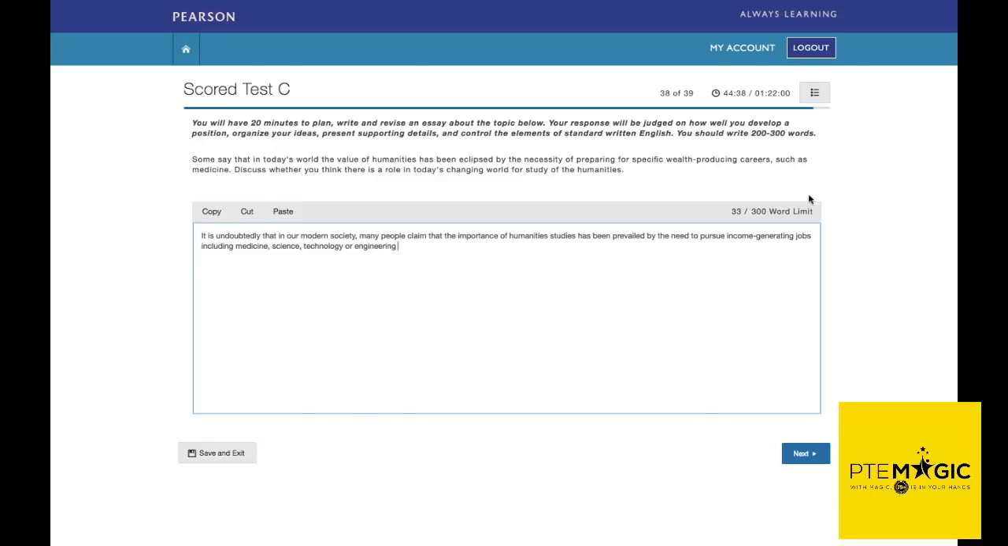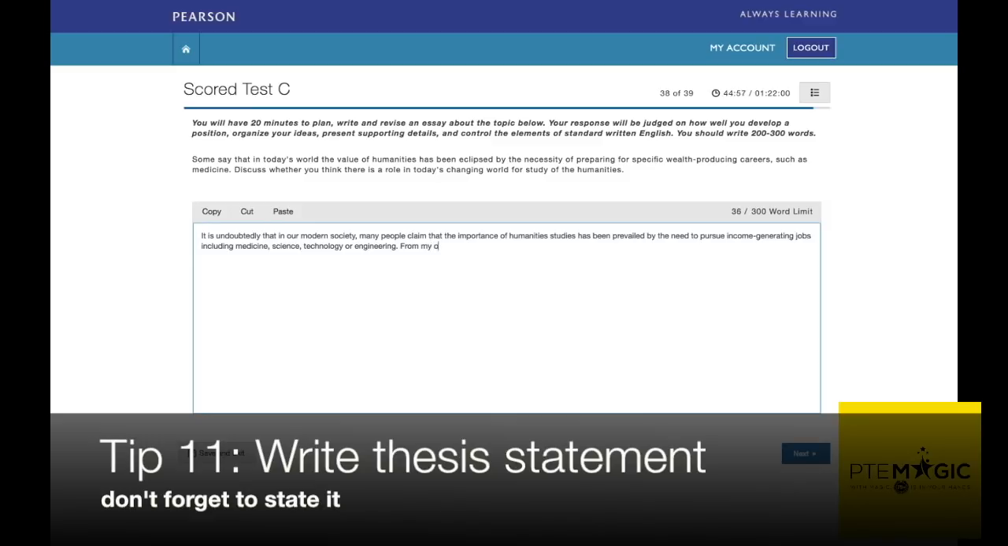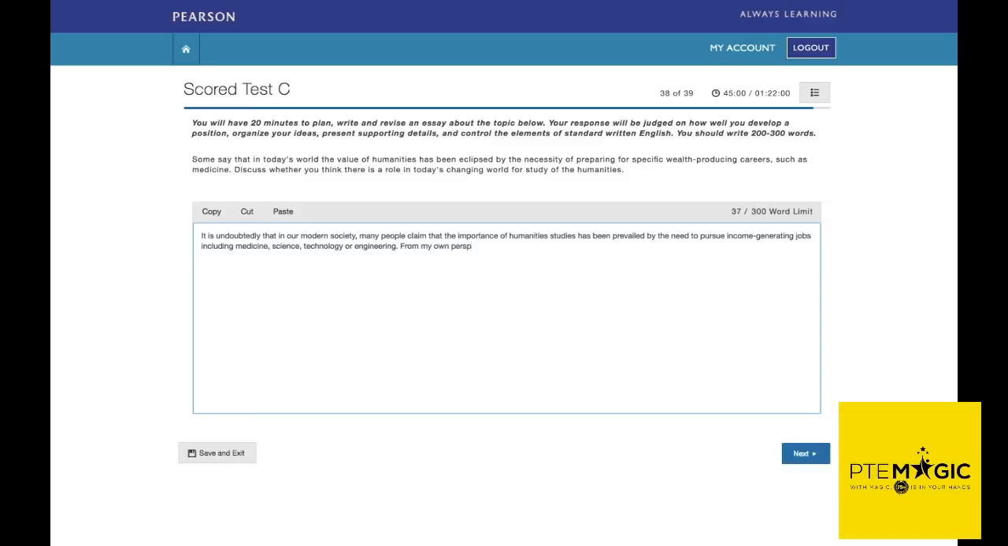You don't need to write extra points in here, but I just wanted to expand my answer a little bit. Okay, medicine, science, technology, or engineering. Okay, so now a statement from my own perspective. I have a strong belief that humanistic.